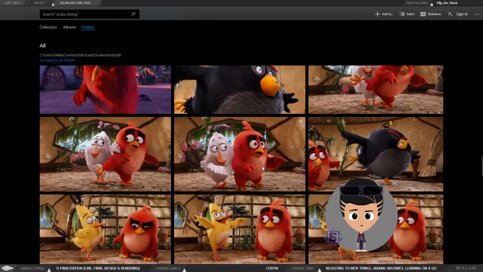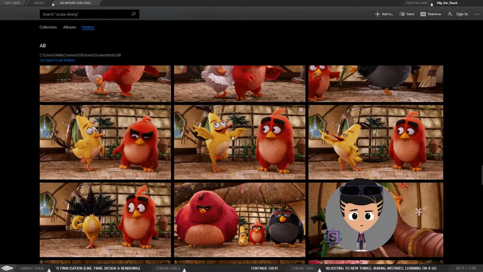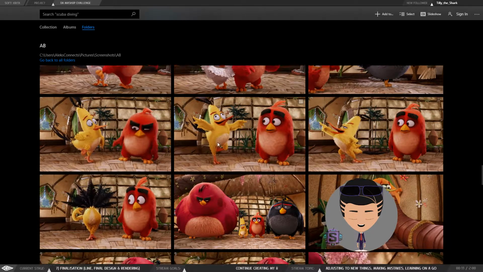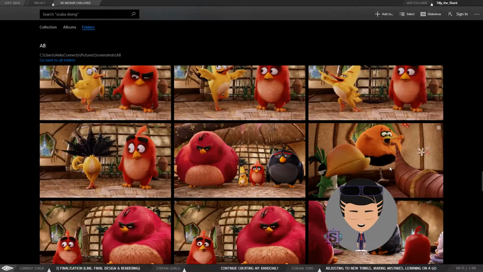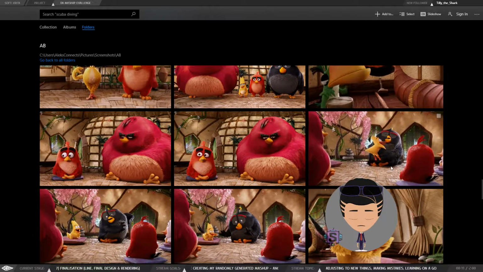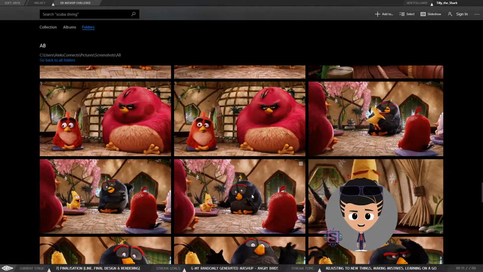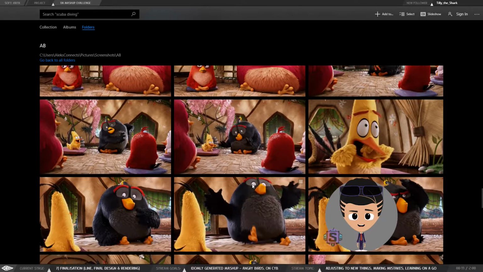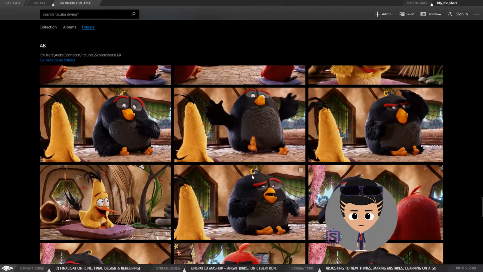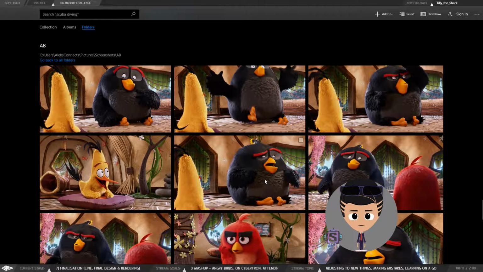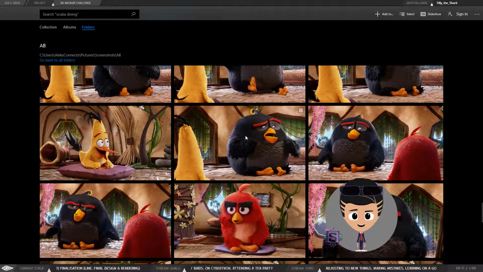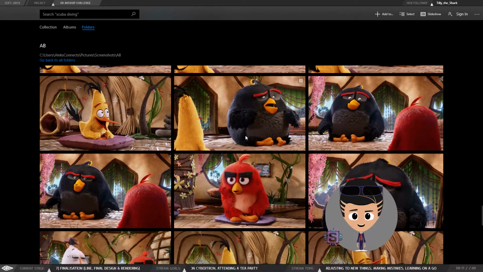The grumpiness of Red, the craziness of Chuck, the freedom of Bubbles, so somewhat like, I don't know, hesitation in Bomb, because again he's always afraid that he's going to blow up.